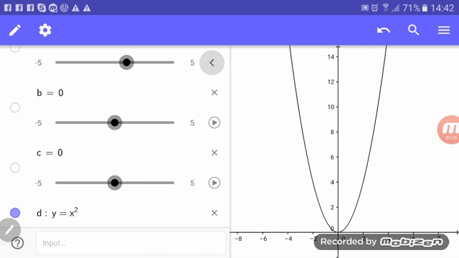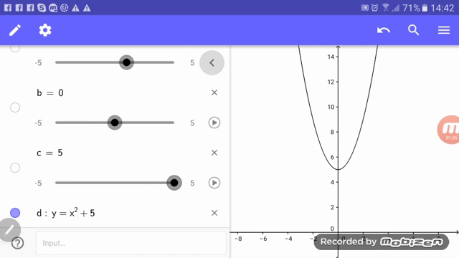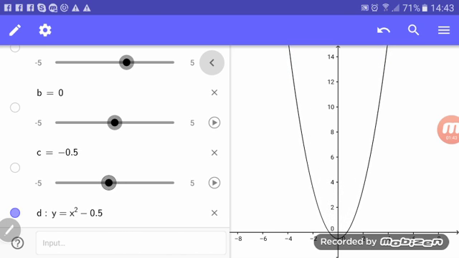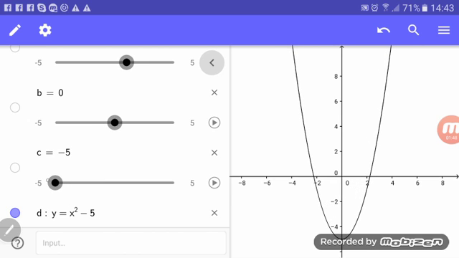So now if I just adjust the c value, remember that's our constant value, I'm just going to increase the c value. Watch what happens to the parabola. Okay, so I am adjusting the c value, and as I increase it, the parabola moves up, okay? Now as I decrease it, look at what happens to the parabola. It shifts down.